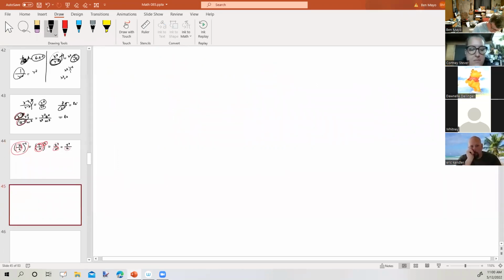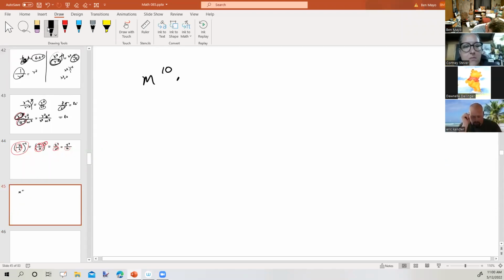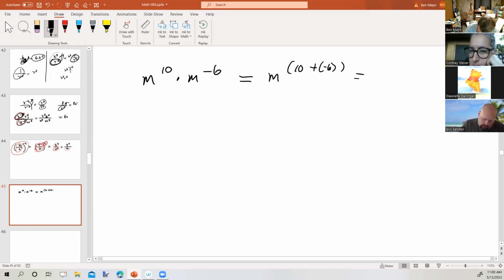Okay, m to the 10th times m to the negative 6 power. This goes back to the first rule we looked at, which said multiplying two powers with the same base, you add the exponents. What's 10 plus -6? It's 4.